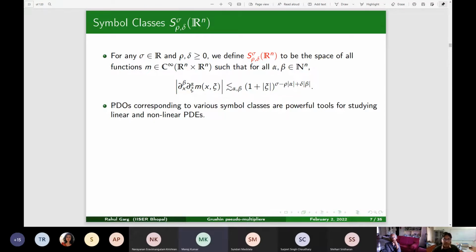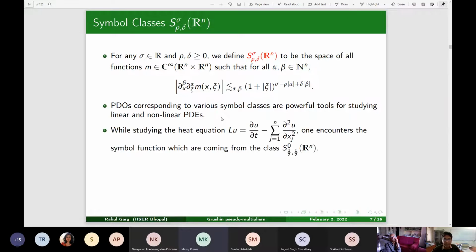Pseudo-differential operators, this is the short form I'm using, correspond to various symbol classes. They are very powerful tools for studying nonlinear and linear partial differential equations. This is a well-established fact, and this is one of the reasons that one is always interested in studying pseudo-differential operators, various types of boundedness properties.